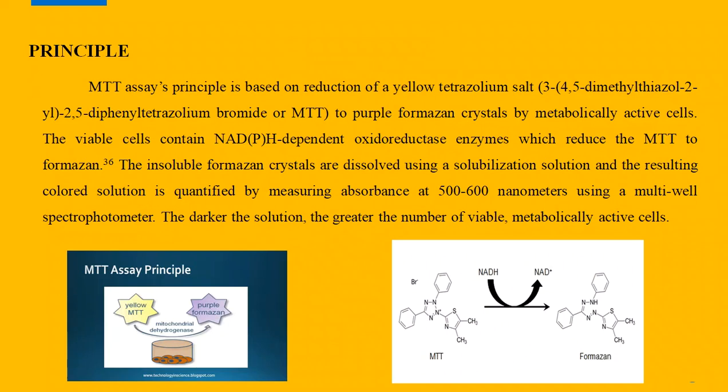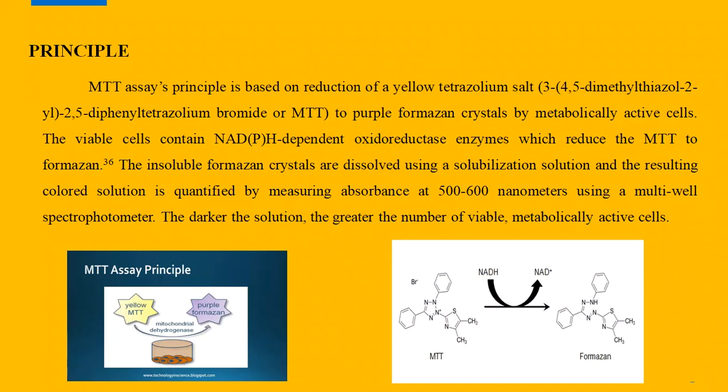Let's see the principle. As I told before, MTT's principle is based on the reduction of the yellow tetrazolium salt to purple formazan crystals, especially by the enzymes NADPH dependent oxidoreductase, which acts as a catalyst to reduce the MTT into formazan. And this formazan is insoluble, and in order to solubilize it, it is placed inside the solubilization solution, and then the color is obtained. Once the color is obtained, it is quantified using the spectrophotometer or colorimetrically, and the wavelength should be approximately 500 to 600 nanometers, and it varies too.